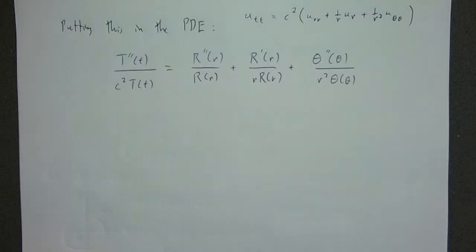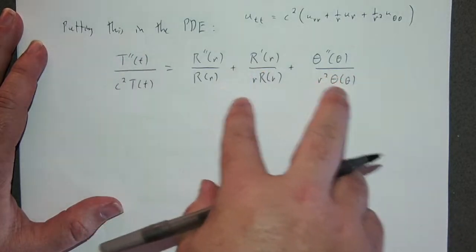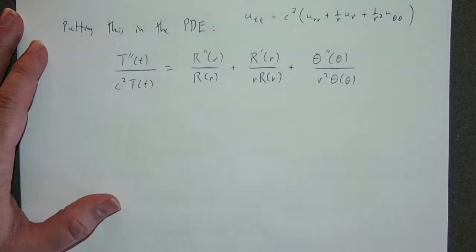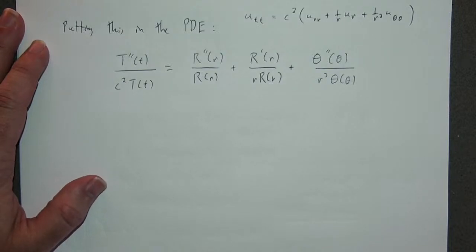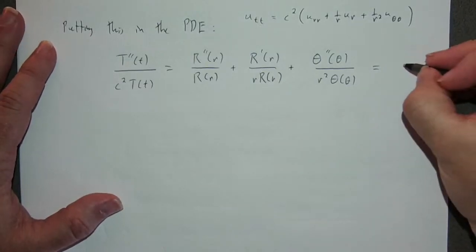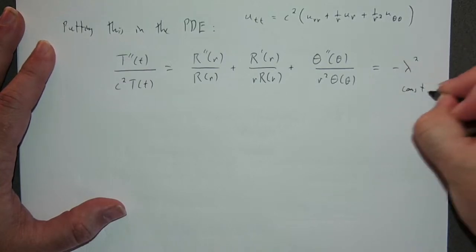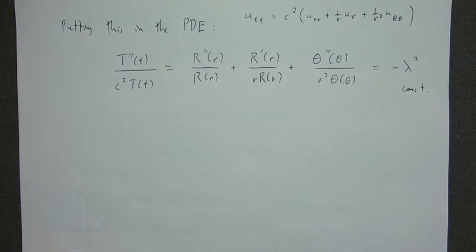So just like we did last time, I look at this and I say, oh, well, here's a function of nothing but t. Here on the right-hand side is nothing but the spatial variable. So in this case, they're polar coordinates, r and theta. Both of these have to be equal to some constant. And in this case, I'm going to call this constant, instead of calling it minus lambda, I'm going to call it minus lambda squared. Okay, this will just make things a little bit nicer with our notation later.